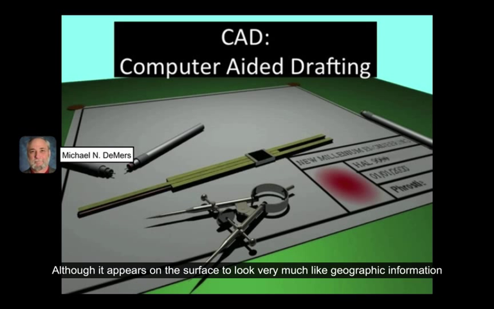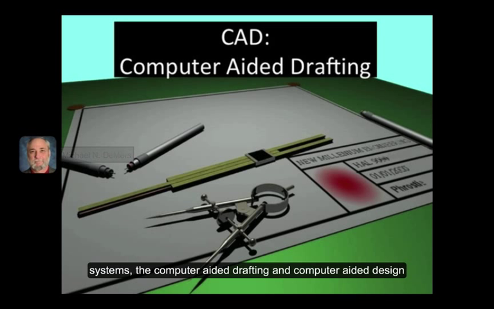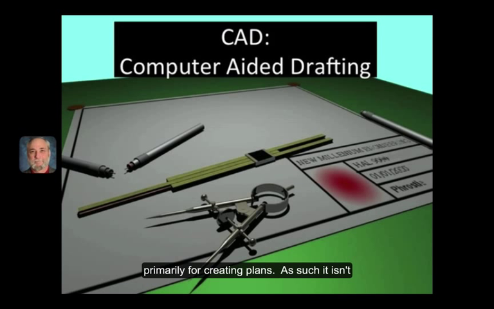Although it appears on the surface to look very much like a Geographic Information System, the computer-aided drafting and computer-aided design software is actually not designed for mapping. It's designed primarily for creating plans. As such, it isn't readily set up to deal with geographic coordinate systems, although this, of course, is changing through time, and in fact, CAD is becoming more like GIS, and in some cases, GIS is becoming more like CAD.